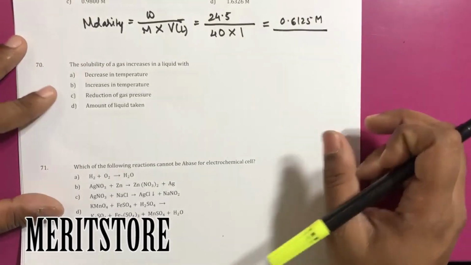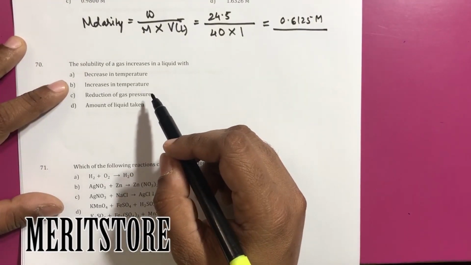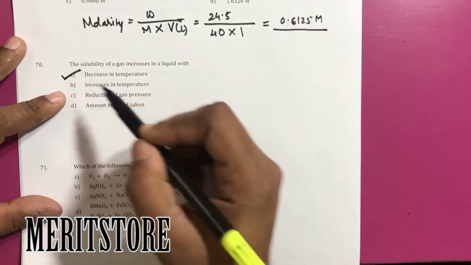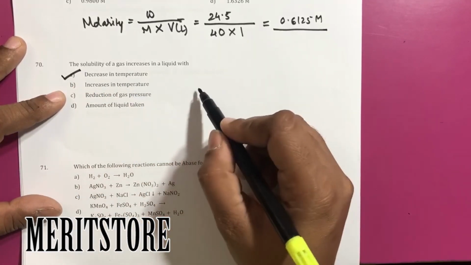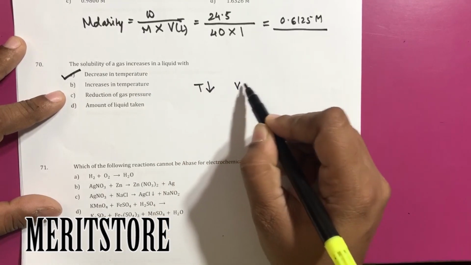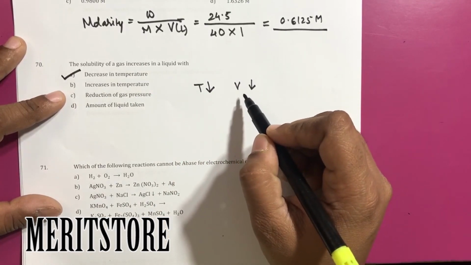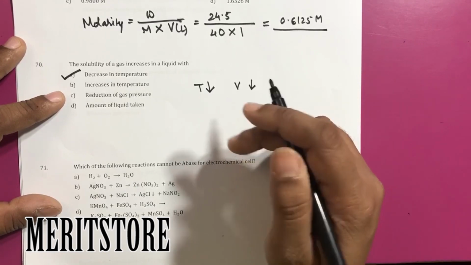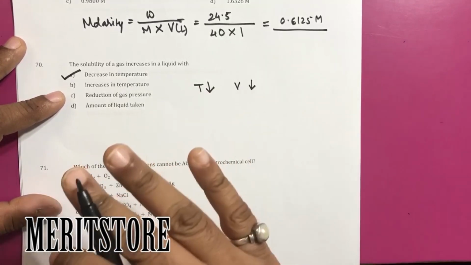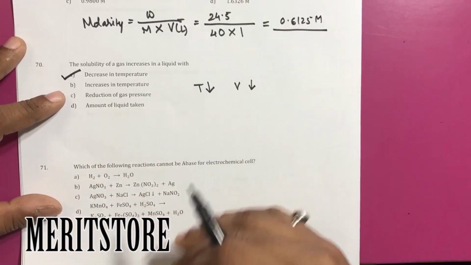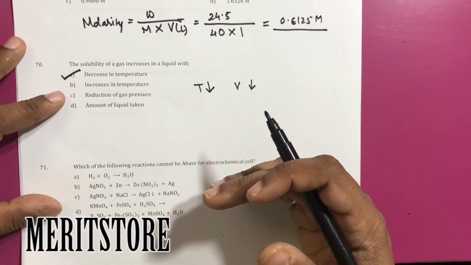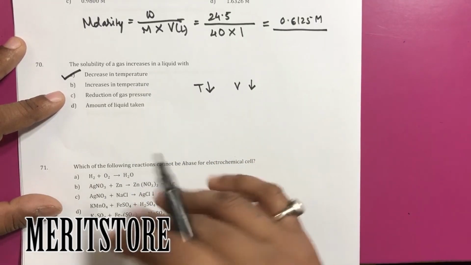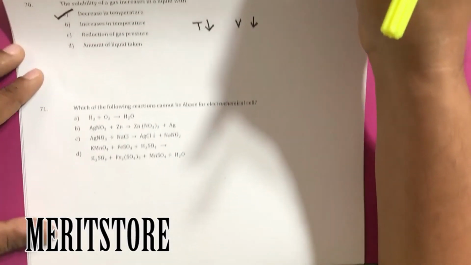Question number 70. The solubility of a gas increases in a liquid. The right option is with the decrease in temperature, because as the temperature decreases, the volume of gas also decreases. It can be easily accommodated in the liquid. This can generally be seen in sea water, where at depth there is more dissolved oxygen, and because of that you get better aquatic life at the depth of the sea rather than at the upper layer of the sea level.